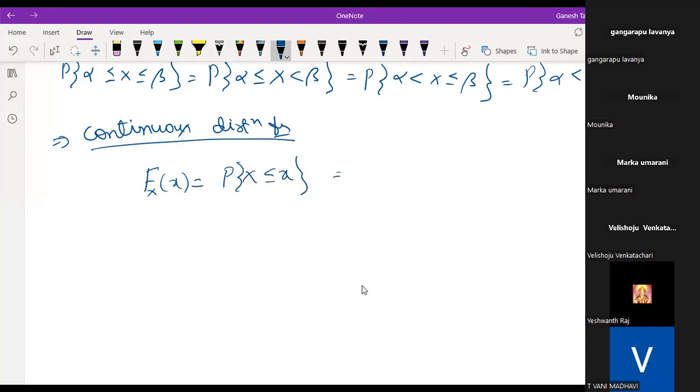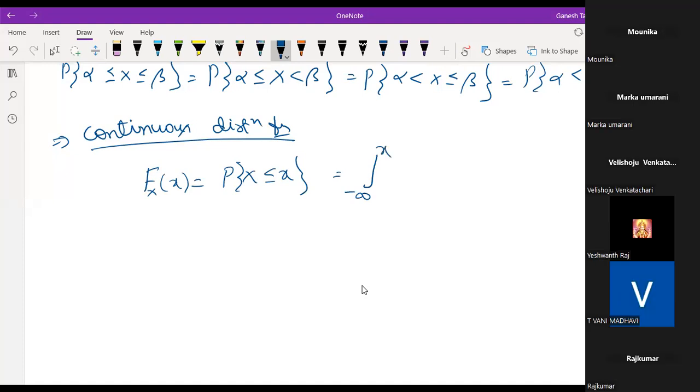How can you write this one? Integral from minus infinity to x of f of t dt, where x is from minus infinity to plus infinity.